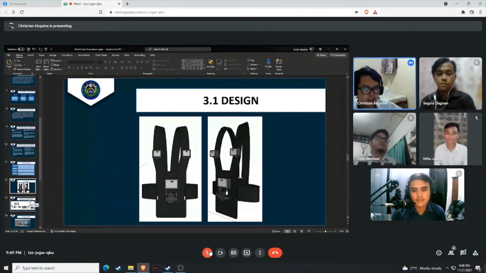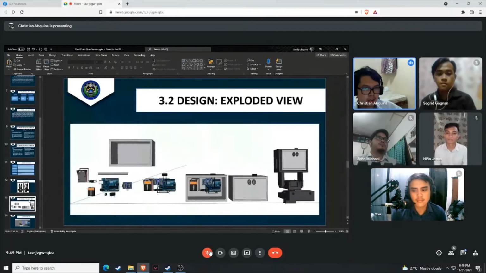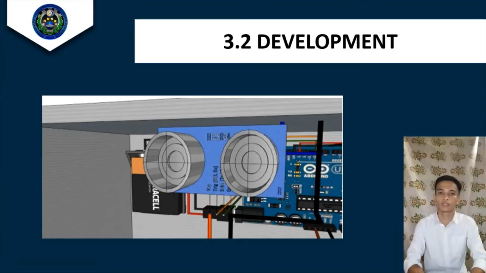The next is the exploded view. This is the exploded view of our blind chest strap sensor. The conceptual design of the blind chest strap is divided into 3 main stages. First is the measuring stage. In this prototype, researchers use HC-SR04, a low-cost ultrasonic distance sensor for obstacle avoidance for navigation.